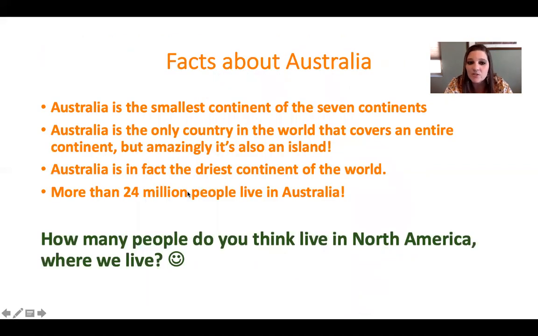So some facts about Australia. It is the smallest continent out of all of the 7 continents, okay? It is the only country in the world that covers an entire continent, but it also has an island, okay? It is in fact the driest continent in the world, and more than 24 million people live in Australia. How many people do you think live in North America? North America is where we live. How many people do you think live in North America? Well, we're going to find that out when we talk about North America on Wednesday, right? Okay.